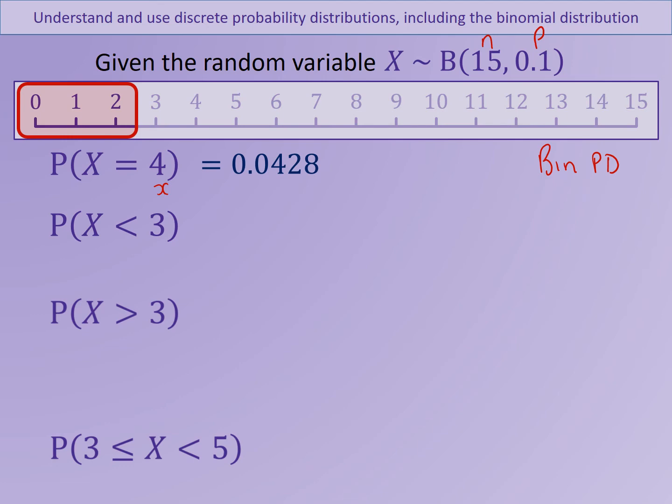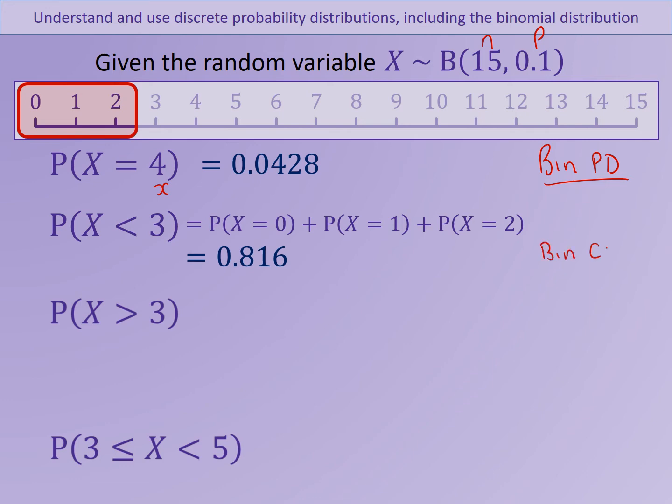For the next one, x is less than 3, so be really careful with the strictness of the inequalities. We want 0, 1 and 2 for the probabilities, and we can add these up separately. If we use this method, then again this is the same binomial PD function that you would need, but you can use the binomial CD function as well for this question. If you're using the binomial CD function, then you would be looking at the probability that x is less than or equal to 2.